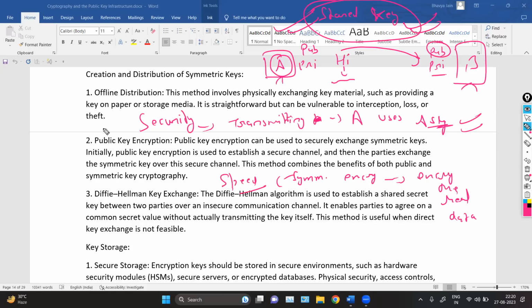Okay, so this is known as public key encryption. Public key encryption can be used to securely exchange symmetric keys. This is what we are doing.